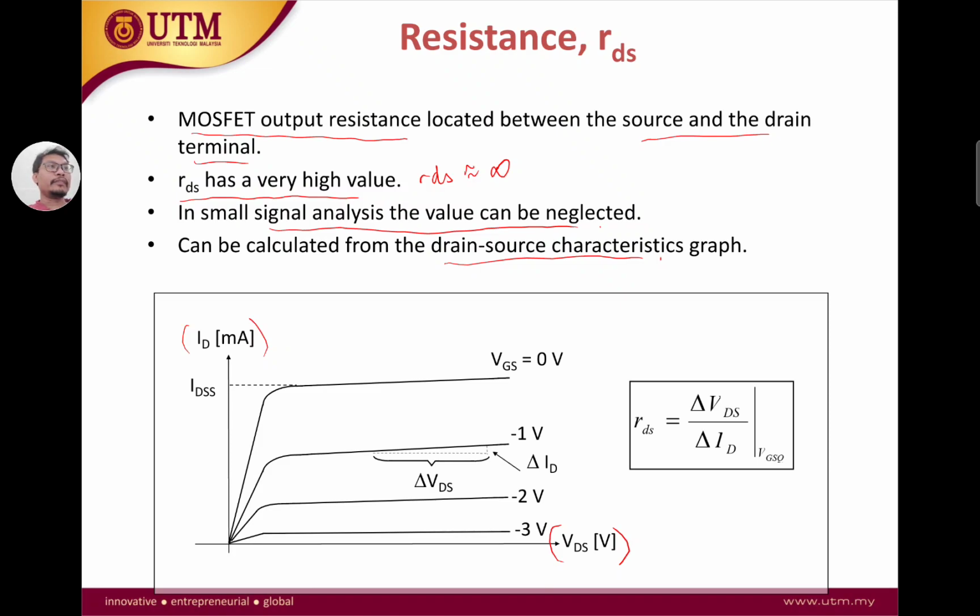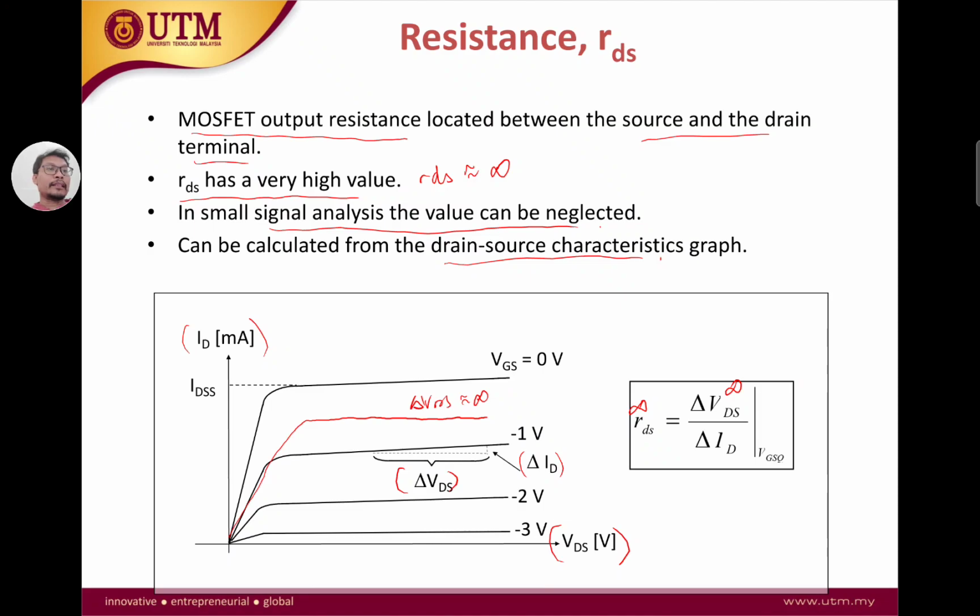So if you have the ID-VDS graph, the RDS is simply delta ID, the change of ID over the change of VDS. If we have an approximately straight line like this, then we can say that our delta VDS in this case is probably close to infinity. So what happens if our delta VDS is close to infinity? Then our RDS will also be infinity.